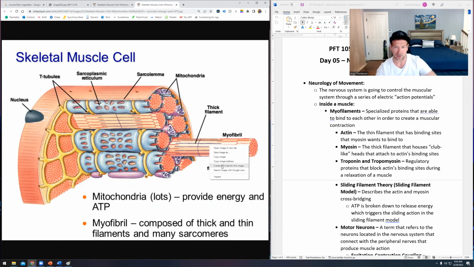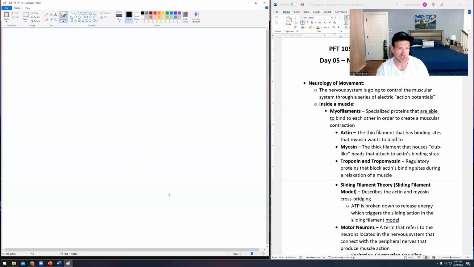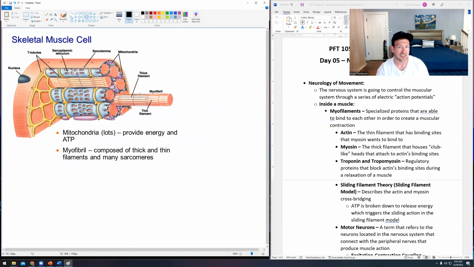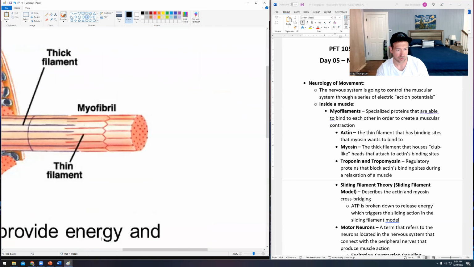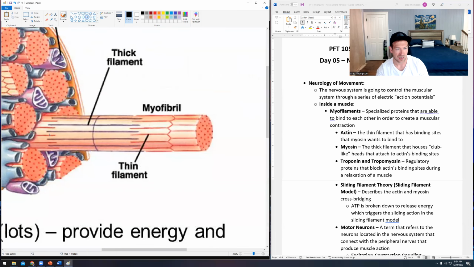So what's going to happen, if I go ahead and just steal this image here, right, is that these little red proteins here are going to move this way. And then these are going to move this way, and they're going to pull in that direction. And that's going to make this section of the myofibril shorten.